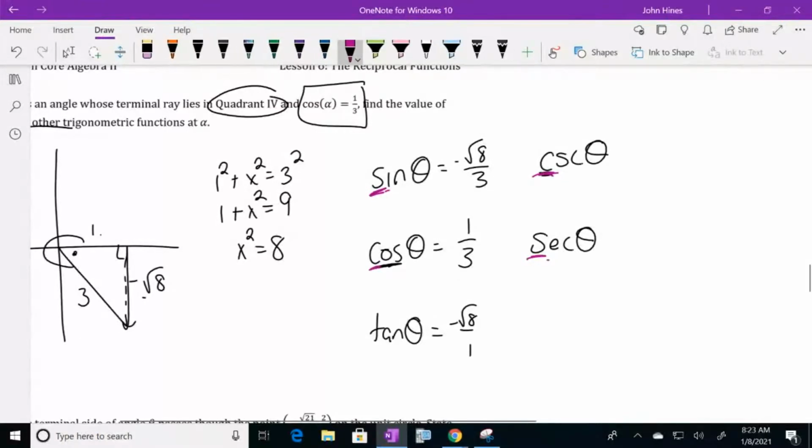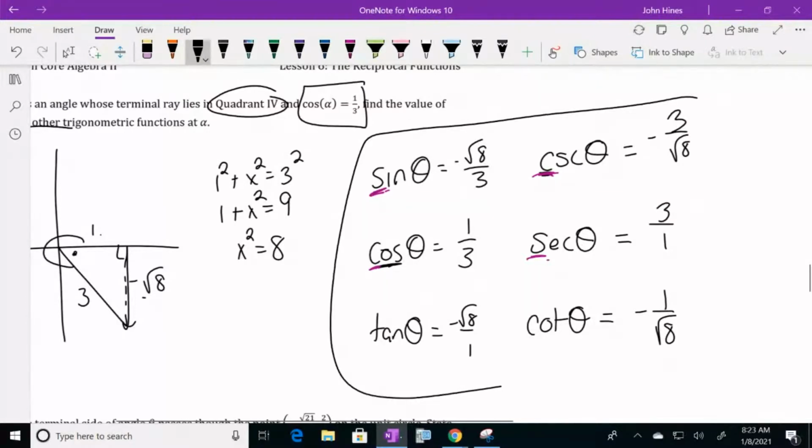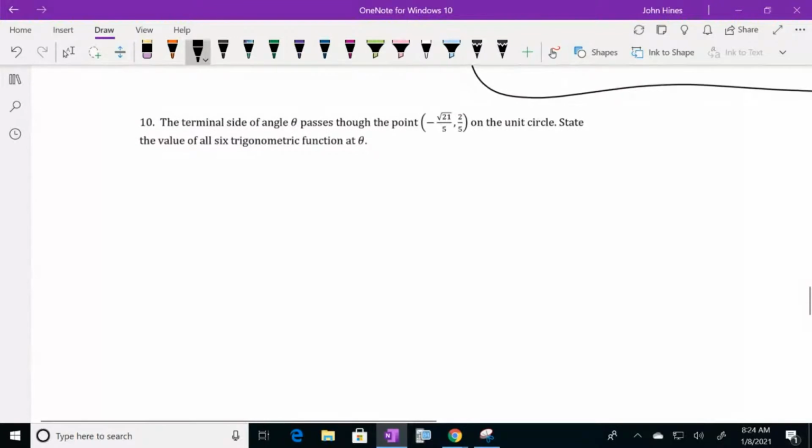So again, buy one, get one free. We know what sine is, cosecant, I just need to flip it: -3 over radical 8. Secant, 3 over 1. Cotangent, flip it, -1 over radical 8. I can get all 6 of these trigonometric functions just by finding the first 3 and flipping them. Secant goes with cosine, cosecant goes with sine. Clearly, tangent and cotangent go together. I'll do one more problem and call it a lesson.